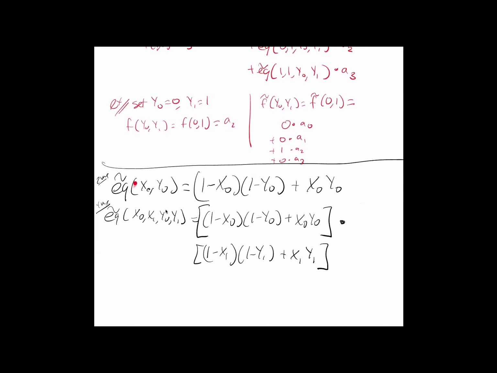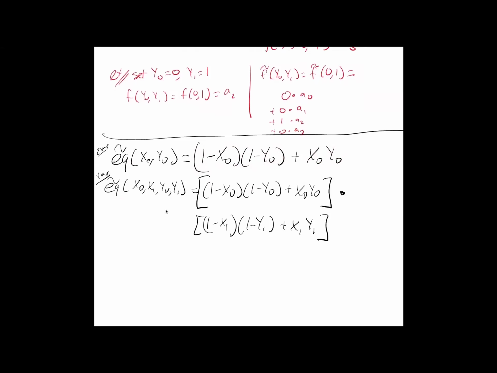Why does this work? Well, let's convince ourselves that the first one works. If x0 is equal to y0, then this should be equal to 1. And if x0 and y0 are different, this should equal 0. So if x0 and y0 are both 0, this is 1, this is 0. Good. x0 and y0 are both 1s, 0, 1. That's good. If one of them is 1 and the other one is 0, both these terms go to 0.